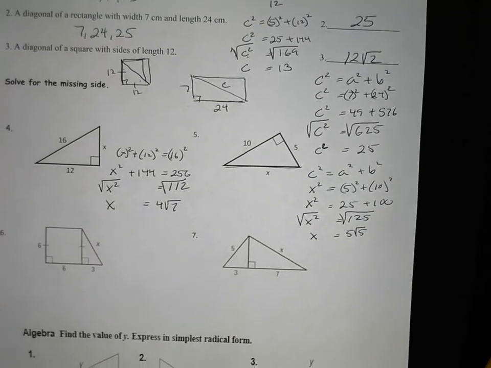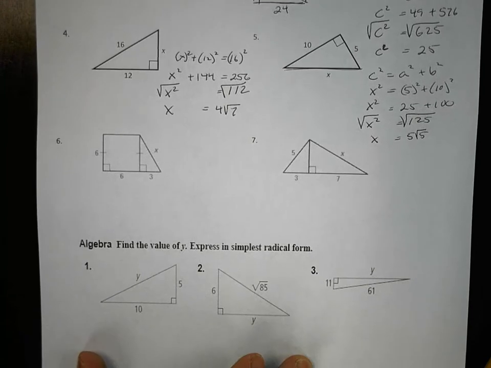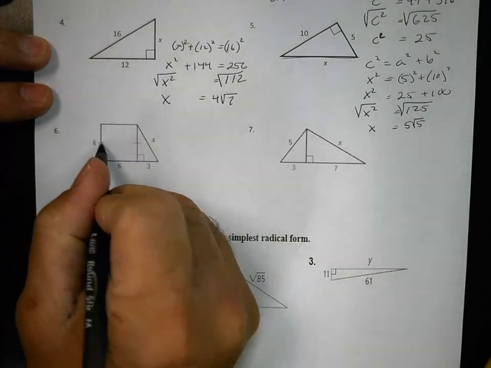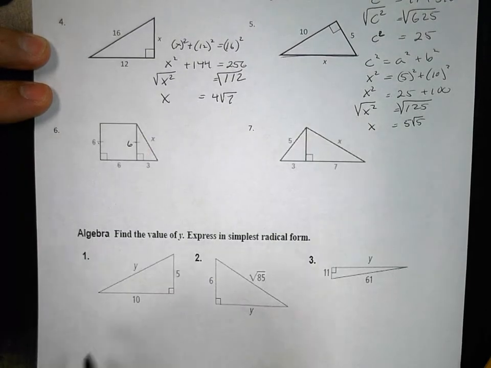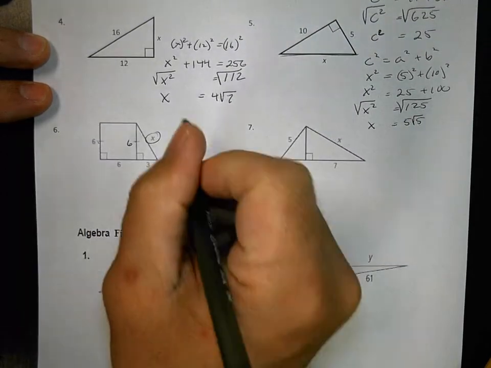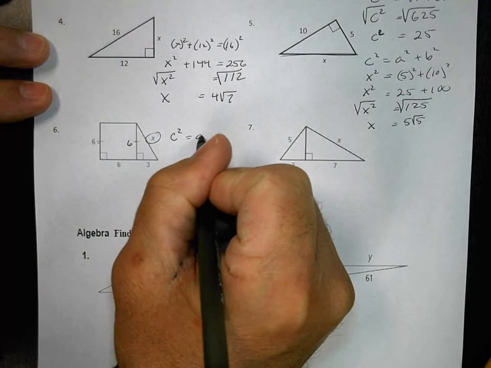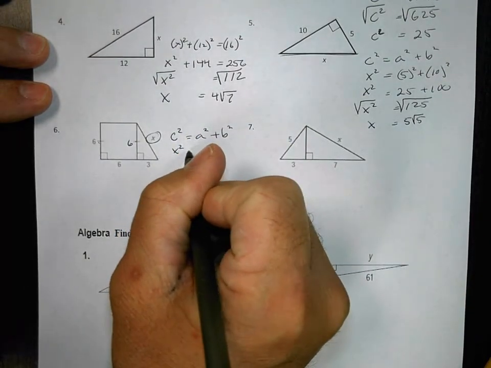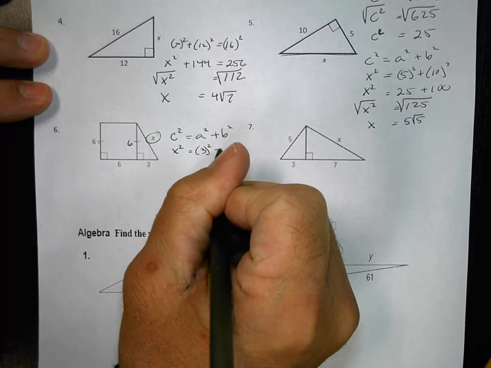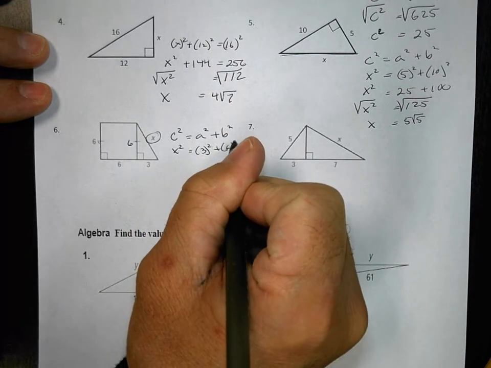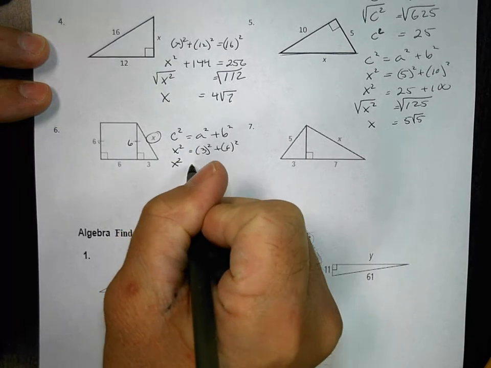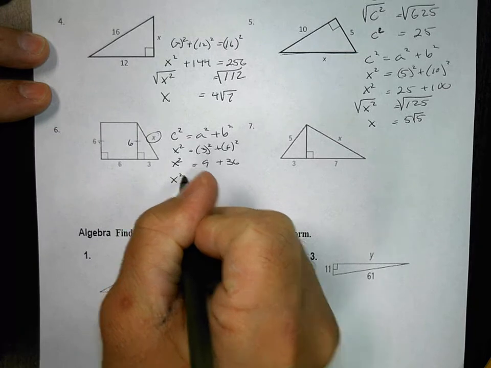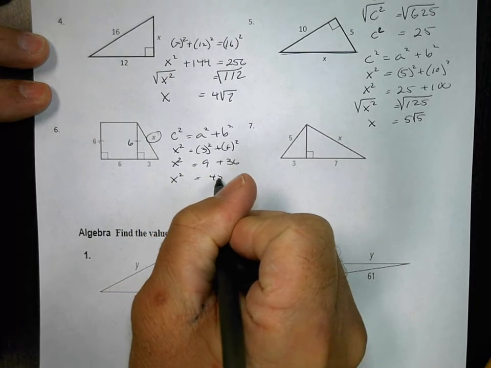Okay. Moving on to number 6 and 7. All right, since this is a square, these two sides are congruent. So again, we're looking for the hypotenuse, aren't we? So c squared equals a squared plus b squared, which means x squared equals 3 squared plus 6 squared. x squared equals 9 plus 36, which means x squared equals 45.